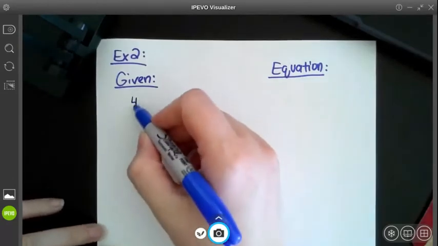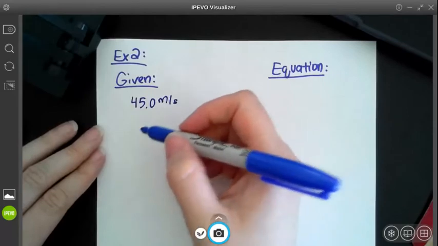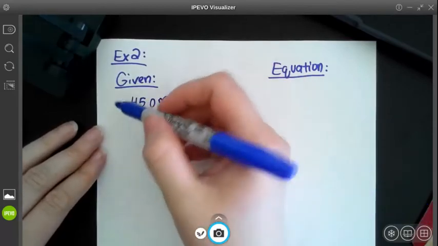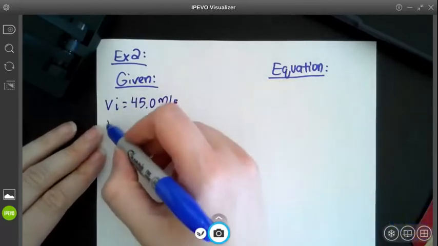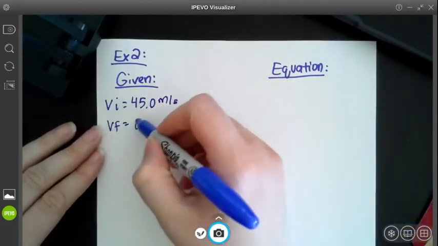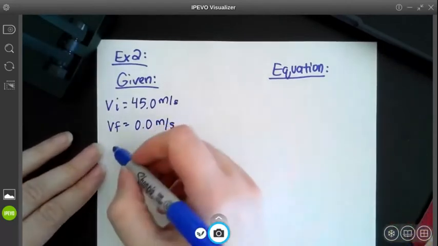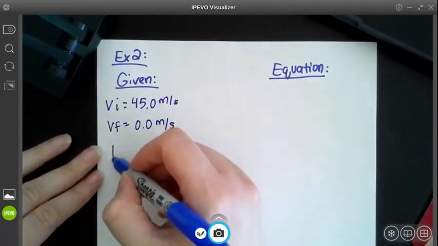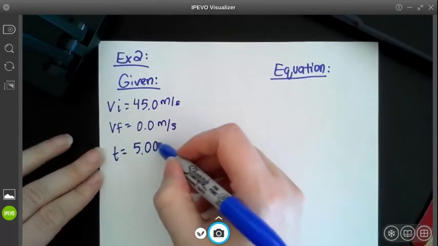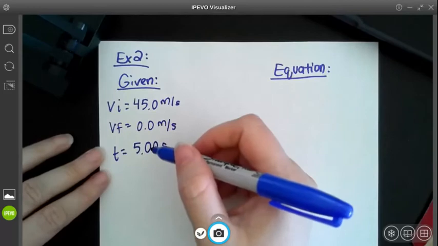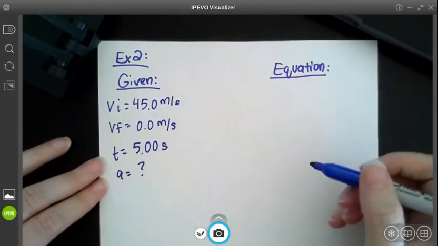So again, we're given a value, 45 meters per second. It's going to be our initial velocity, because that's how fast the plane is going. It's halting to a stop, which means our final velocity is going to be 0. We are given a time, which is 5 seconds. And we want to know, what is the plane's acceleration?